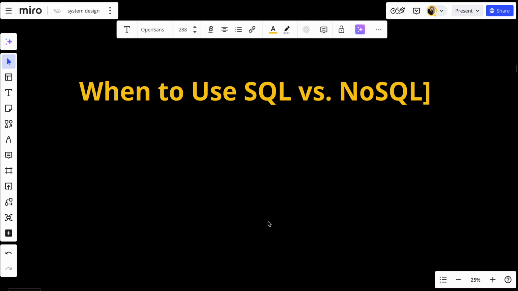However, you will use NoSQL if your data is unstructured or semi-structured. You need high scalability and are expecting rapid growth. Flexibility in schema design is important as your application evolves.